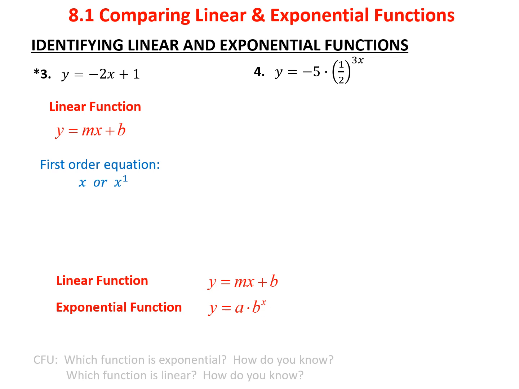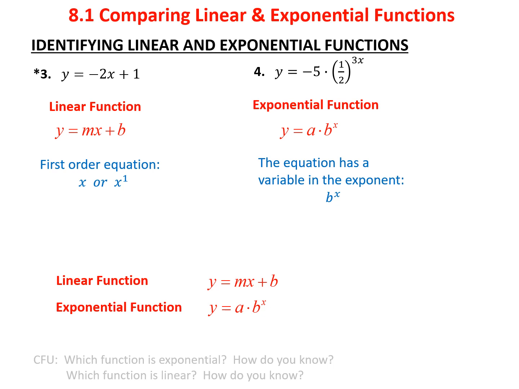When we go to the second one, we see the x, but it's up in the exponent. It's 3x, but don't let the 3 mess with you. The x is in the exponent. So it's of this form, y equals a times b to the x. So we have here an exponential function. The variable is in the exponent.